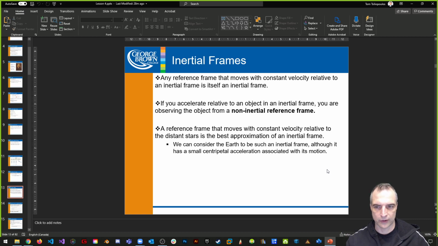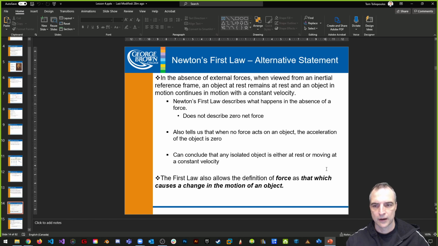law, and if I was going to skip the inertial frames idea, the alternative statement is: an object at rest tends to stay at rest. An object in motion tends to stay in motion. That is Newton's first law. Okay? So here's how you can restate it. In the absence of external forces, when viewed from an inertial reference frame, an object at rest remains at rest, and an object in motion continues in motion with a constant velocity. It's more accurate, right? That applies to everything nowadays, from philosophy to all kinds of actual physical observations we can make.